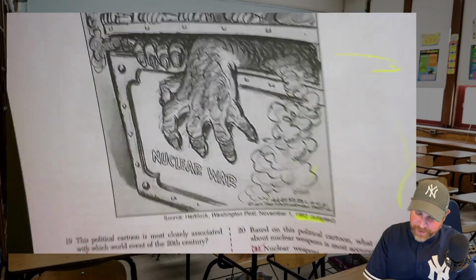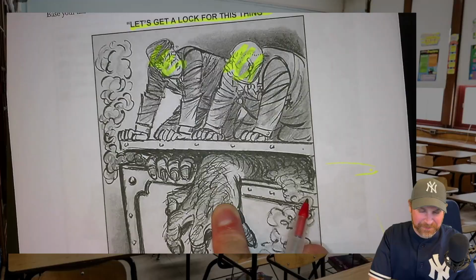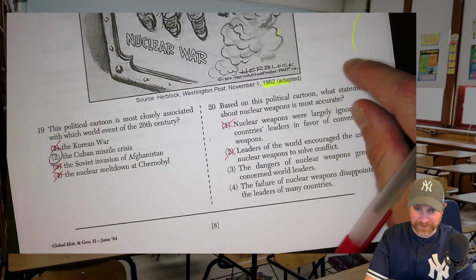Leaders of the world encouraged the use of nuclear weapons to solve conflict. Can't choose that one, right? Because these guys are saying, let's put it back in the box. Right? We don't want nuclear war to happen. So they're not encouraging it, they're trying to prevent it.